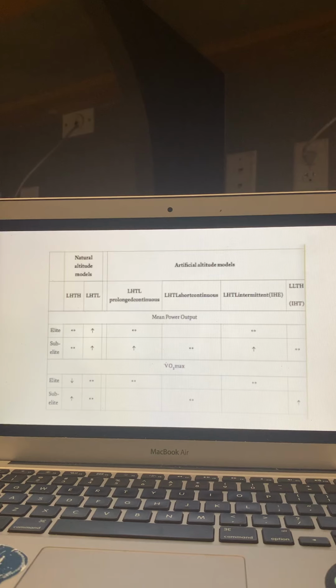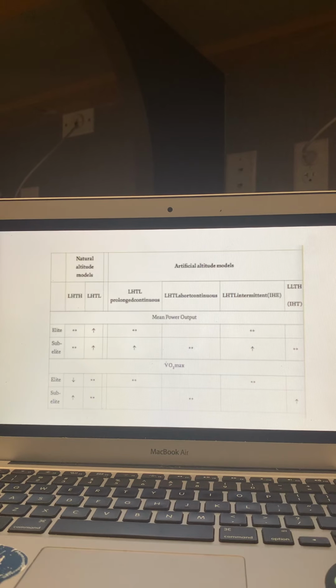Up until about 2009, the Live High, Train Low model was deemed the most beneficial for elite athletes. Something though to consider here when we're referring to this graph that was included in this article.